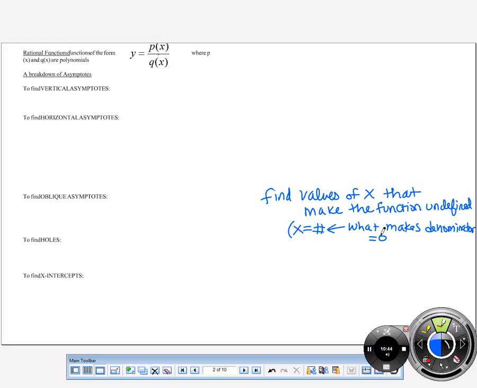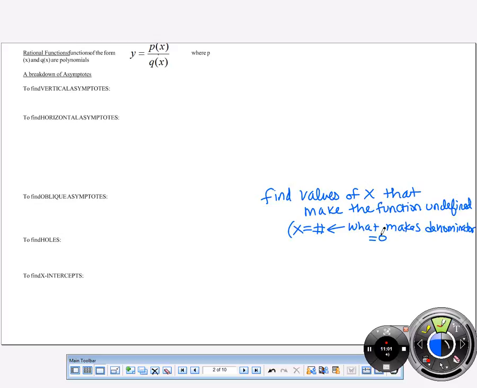Besides just telling you it's undefined, that means now when you're making a graph of that thing, you put the vertical asymptotes into those spots. Okay? We didn't talk about horizontal asymptotes or oblique asymptotes yet. We're going to look at that tomorrow. They're a little more difficult and involved.